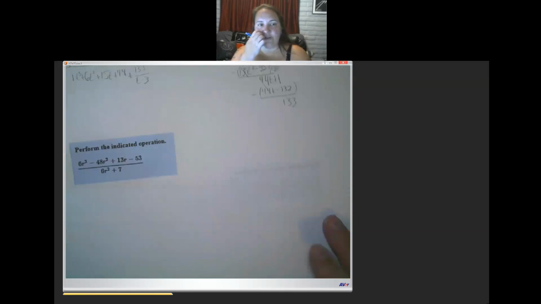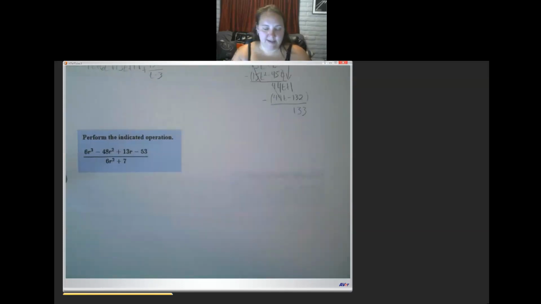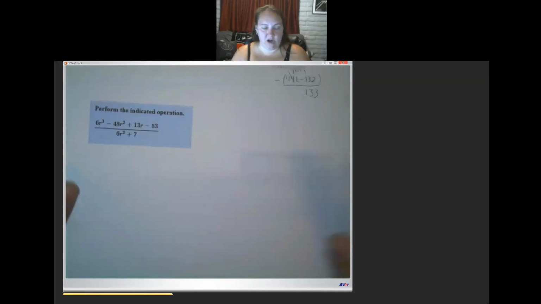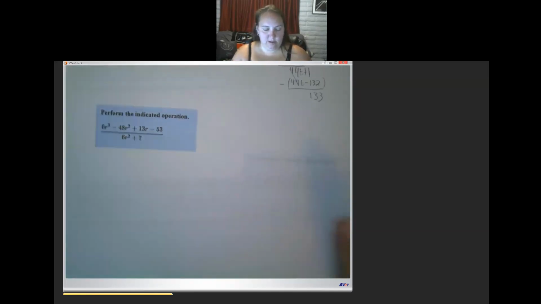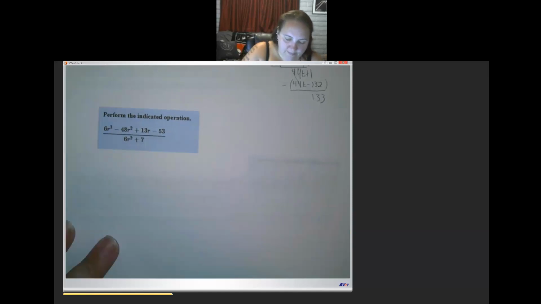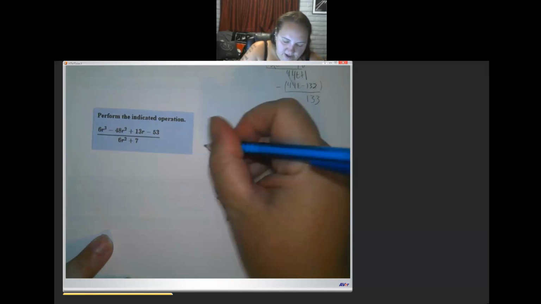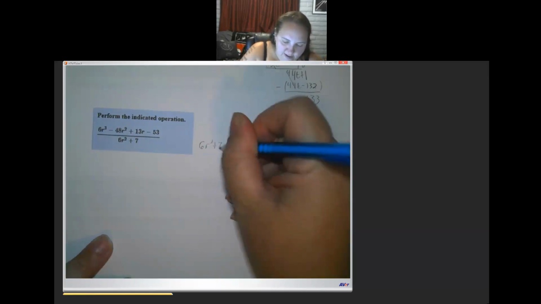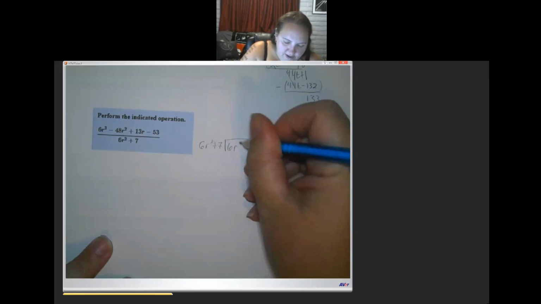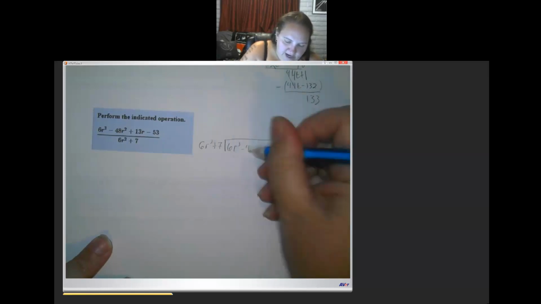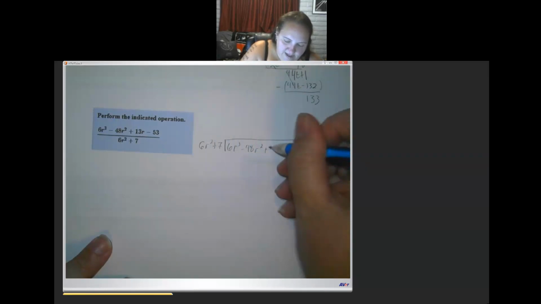All right. So for this next one, we're going to have to do long division because of the squared. So let's set this up. 6r squared plus 7, 6r cubed minus 48r squared plus 13r minus 53.